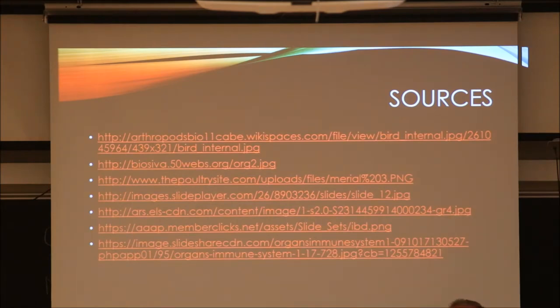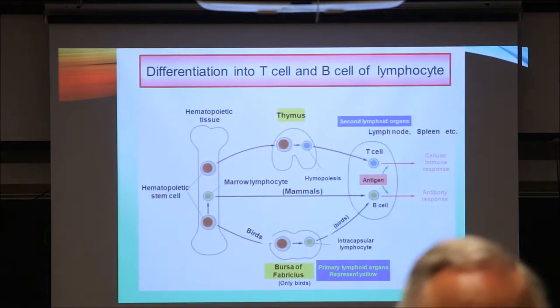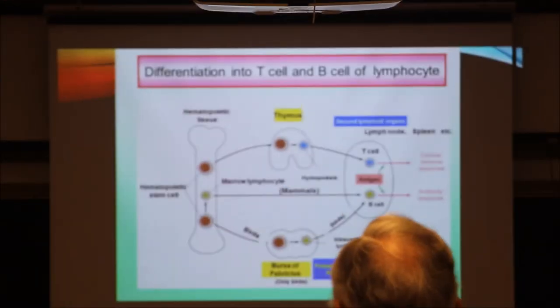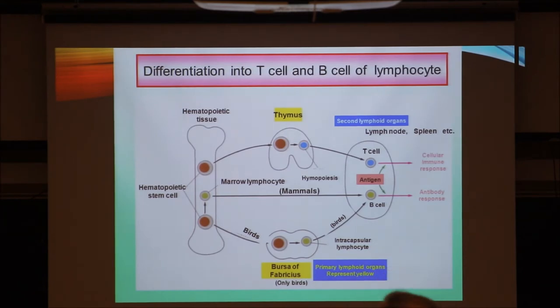Are there any questions? Quick questions, because we have a couple of words. So you said it goes from the bones to the bursa of Fabricius. Yeah. The lymphoid organs, a lot of them in birds go to the spleen. It's kind of like the hotels where the lymphocytes live. Yeah. Good question.